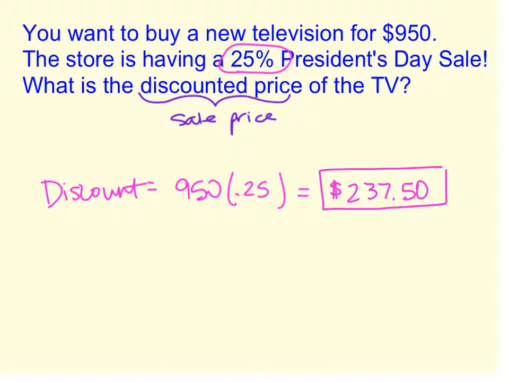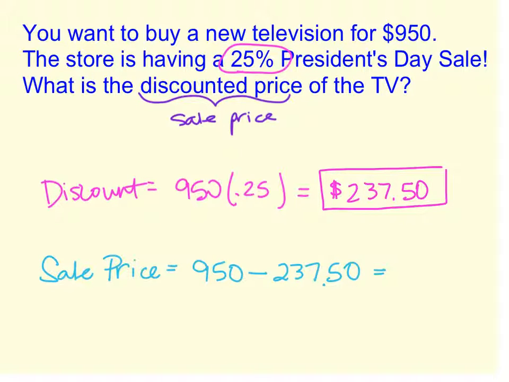All right, so we found the discount. Now to get the sale price or the discounted price, this is the actual thing they're asking. You take the full price of the television, $950, and you subtract out that discount, the $237.50. So you grab your calculators and you just subtract that out, and you should get $712.50. So when you're finding a discount, it's just basically you multiply and then you subtract. So easy operations.